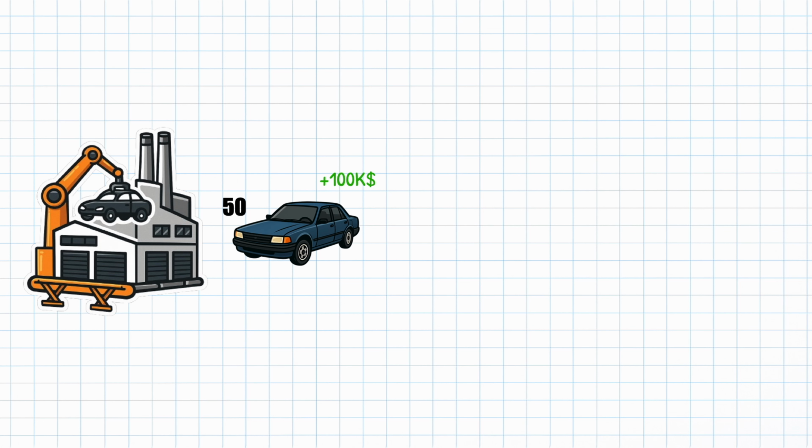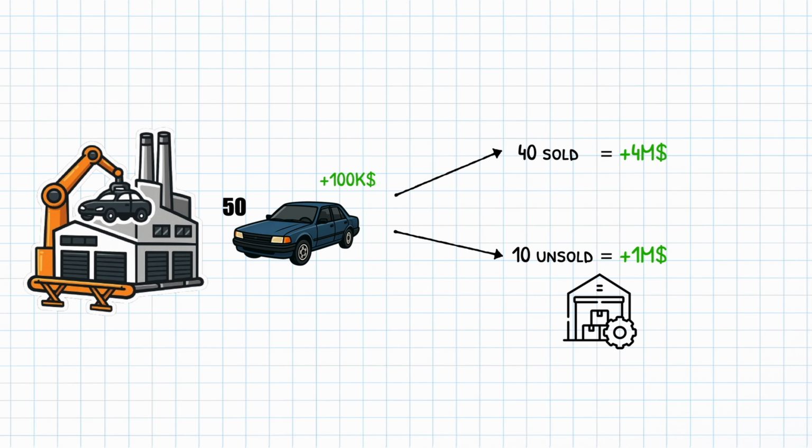Out of these, only 40 cars are sold in the market, and 10 remain unsold. The revenue from the 40 cars is $4 million, and the 10 unsold cars, valued at $1 million, remain as inventory. The total value of production for the year is $5 million, and this entire amount is included in GDP for that year, since GDP measures the market value of all final goods produced, including those added to inventory.